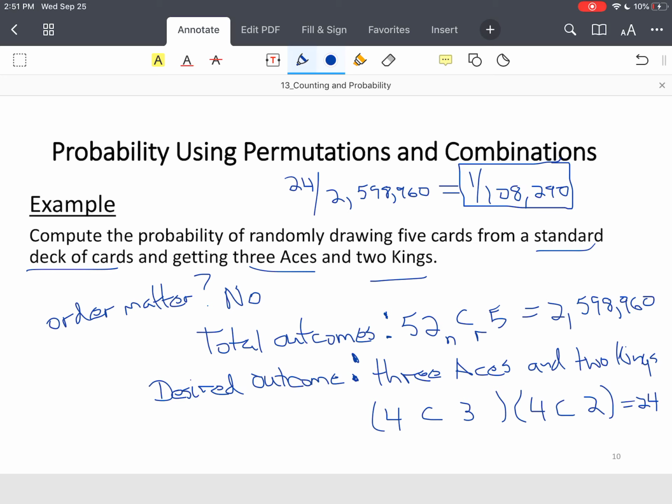Now, as a decimal, this is approximately 0.000000923. Again, you can use some technology beyond a scientific calculator to find that decimal approximation, because most scientific calculators will give you a result in scientific notation.